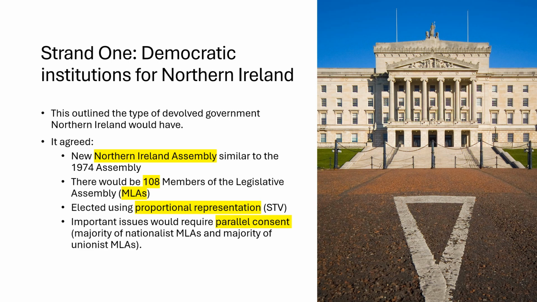So if it's a really important issue and you don't have the support of more than half, 50% plus one of nationalists, then the agreement doesn't count. If you don't have the support of the majority of unionists, 50% plus one, then the agreement doesn't count. You have to have more than 50% of nationalists and unionists only for really important issues, not for normal laws, but for really important divisive issues. You need parallel consent. So parallel, both communities working together, going in the same direction in agreement, more than half, like parallel lines. That's where that comes from.